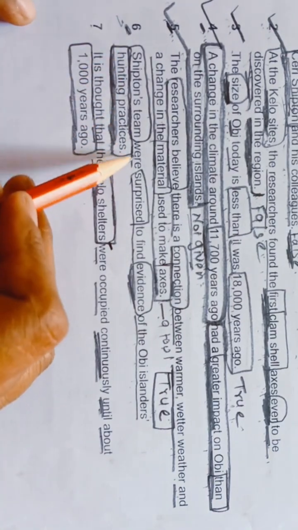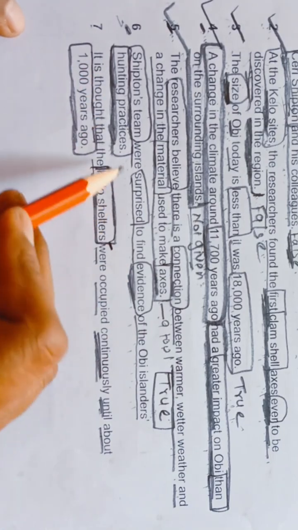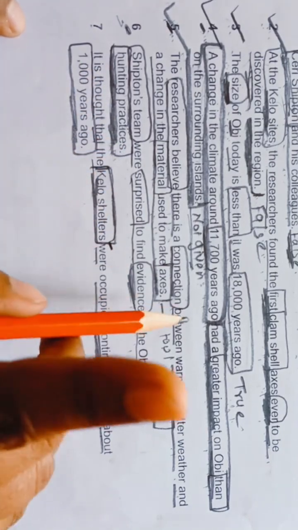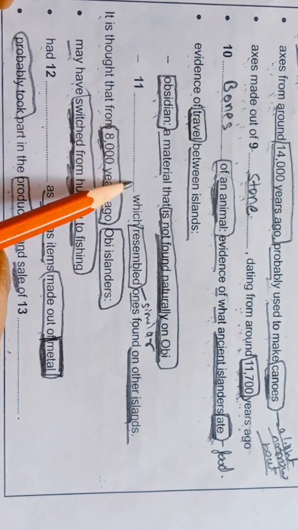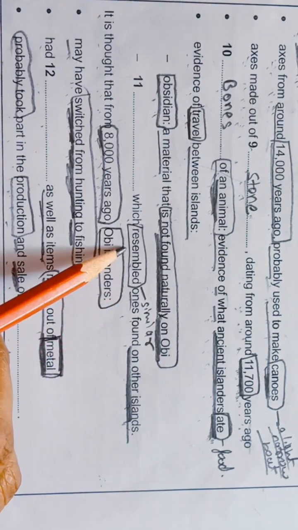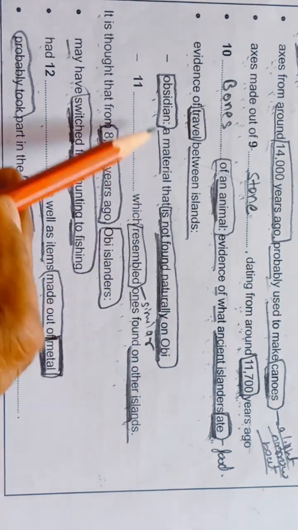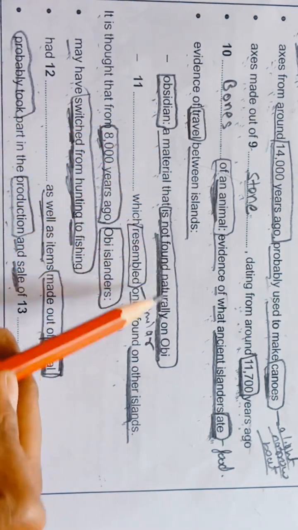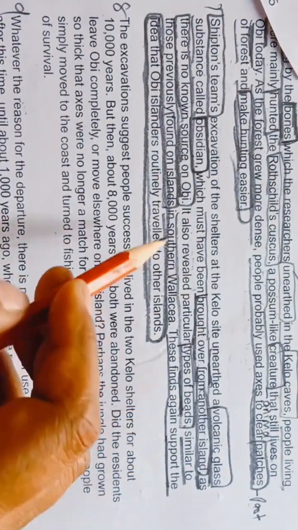Number 6: Shipton's team were surprised to find evidence of the Obai Islanders' hunting practices. These hunting practices we have not seen yet. So let's move forward towards our next question type. Dash, which resembles ones found on other islands. And we have seen obsidian, a material that is not found naturally on Obai.